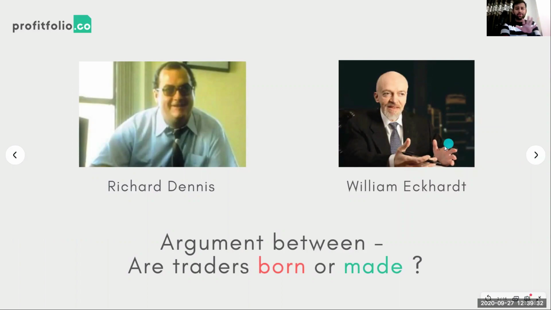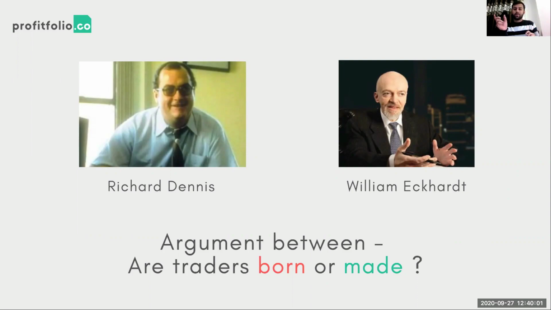Right. So coming to today's topic, see, what happened was, in the time of 1970s somewhere, Richard Dennis and William Eckert, both very good traders, one of the most famous traders in the world, had an argument. The argument was: are traders born or made? Meaning, can traders be made, or are they traders from birth? Can we train them or not? So that was the argument.